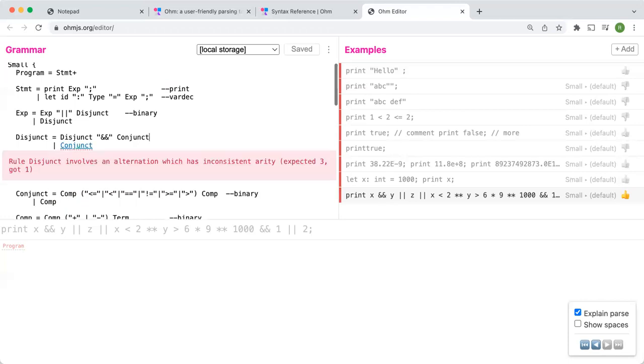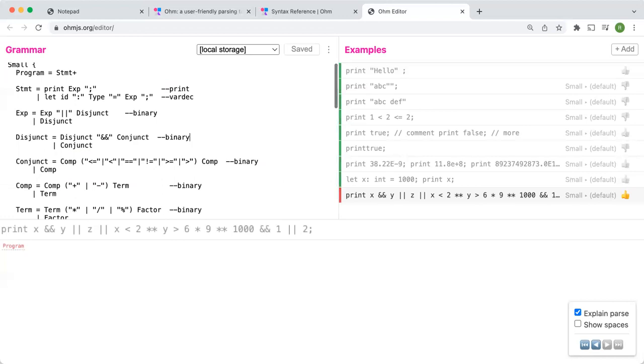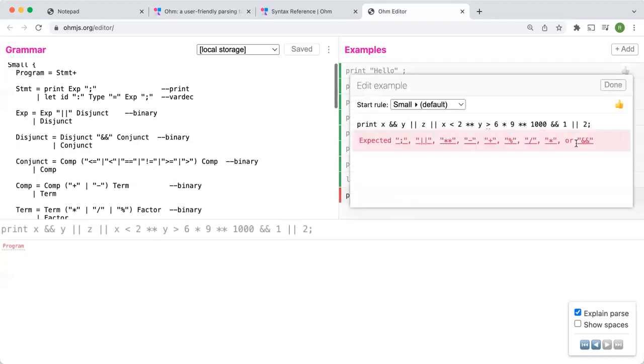Did anything work? Binary. Oh, almost everything greened up. Something didn't quite work here. 1 and 2. Let's check. Expressions are left associative ors around disjuncts. Disjuncts, disjunct or conjunct with binary. Conjuncts are a couple of comps. Comps have terms. Oh, it's this greater than right here.